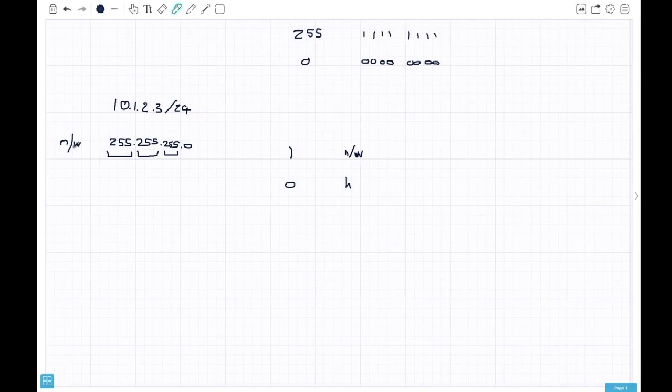So we have network bits where the 1 defines the network and the 0 is the host. So from the networking perspective, the 1 is of interest and the 0 we ignore. You check the 1 and you ignore the 0 from the perspective of networking.